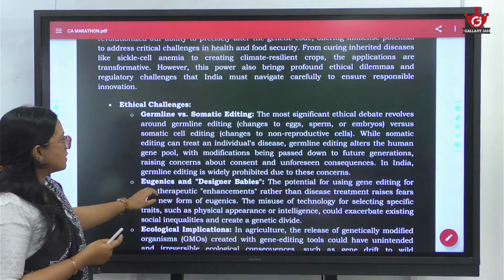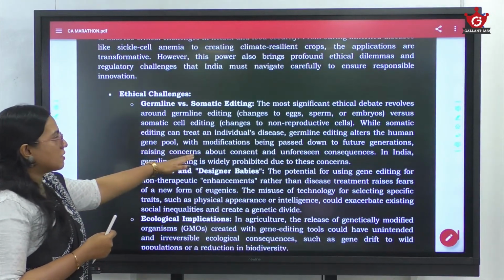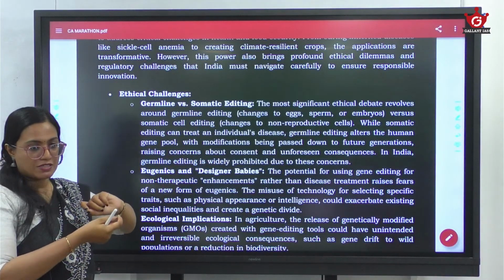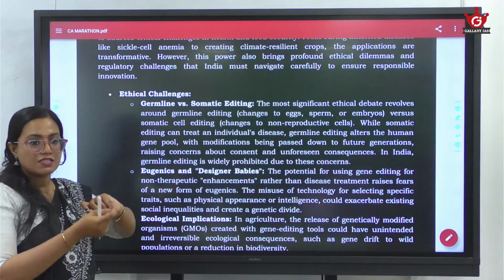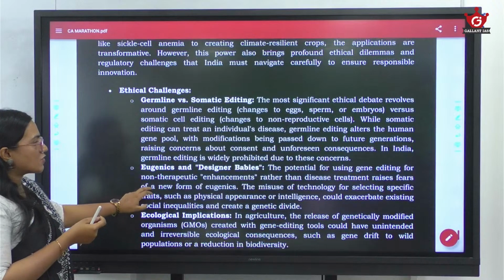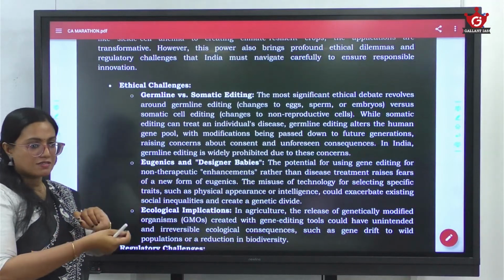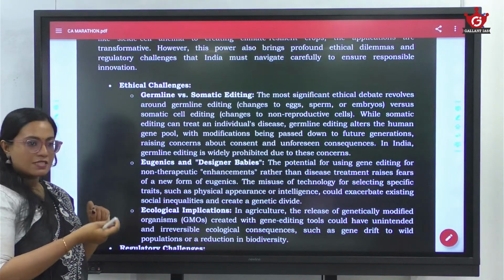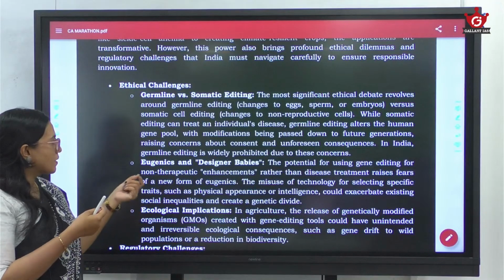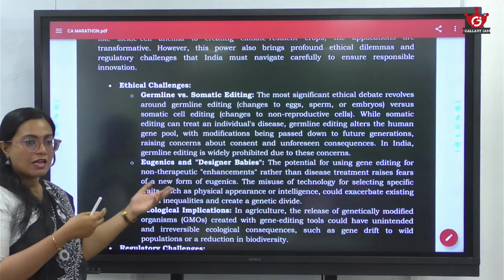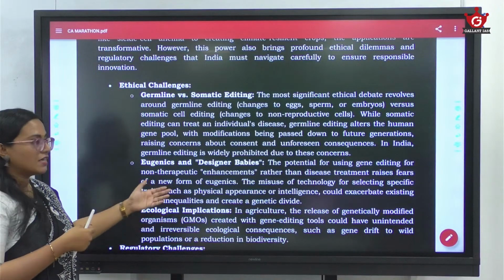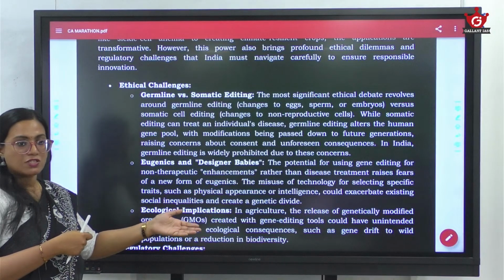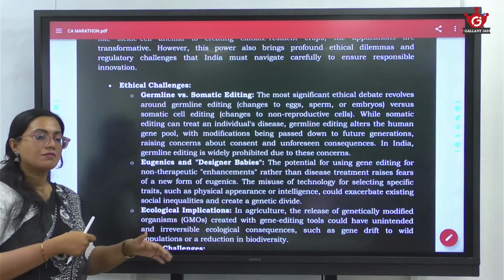So here, what is the ethical debate? Germline editing means changes to eggs, sperms or embryos, versus somatic, which changes the non-reproductive cells. One is changing the reproductive cells, the other is changing the non-reproductive cells. When somatic cells are altered, it can lead to disease recovery. Such modifications can be helpful in the medical field, whereas the other is trying to create a better version. So that creates an ethical issue. One is for medical purposes, another is for the cloning kind of thing.